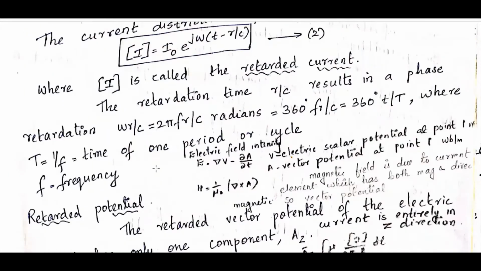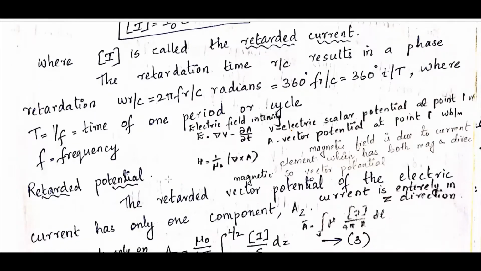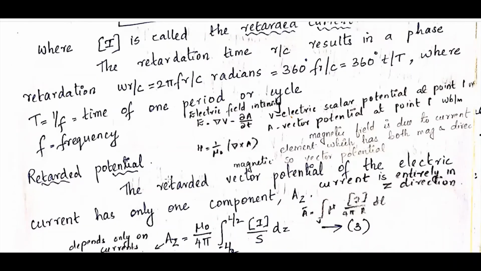The same thing we can also write as omega R by C, where omega is 2 pi f, so 2 pi f R by C in radians. Also, we can write 2 pi f as 360 degrees times f, and 1 by f as T. So we can write this as 360 into R by lambda, where T is equal to 1 by f. Now we have to derive the equations for retarded potential.